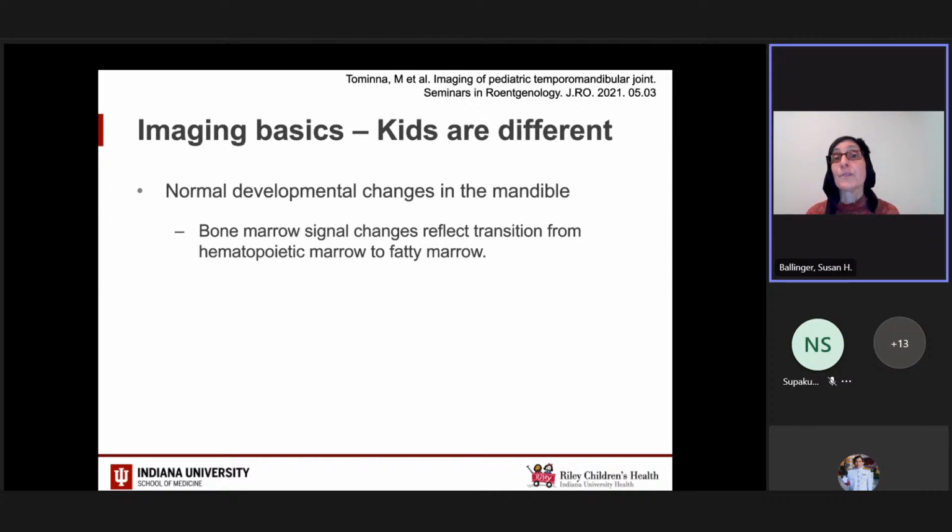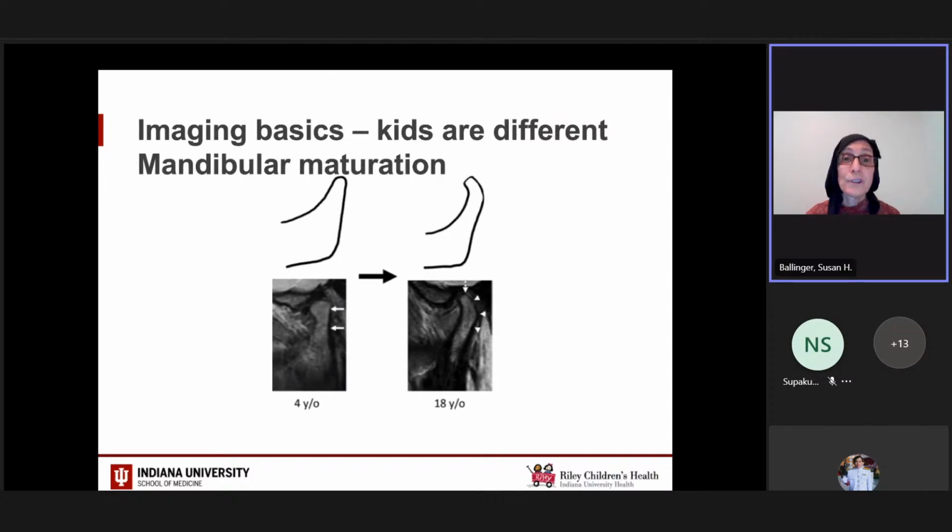But we have to remember kids are different. I wouldn't be a pediatrician if I didn't point that out. And so one of the things we have to think about is the normal development and normal developmental changes that occur in the mandible throughout the transition of a child's life. The bone marrow signal changes can reflect transition from hematopoietic marrow to fatty marrow in the very young child. The mandible does mature over time, so you see kind of a 4-year-old is a very different mandible than an 18-year-old.